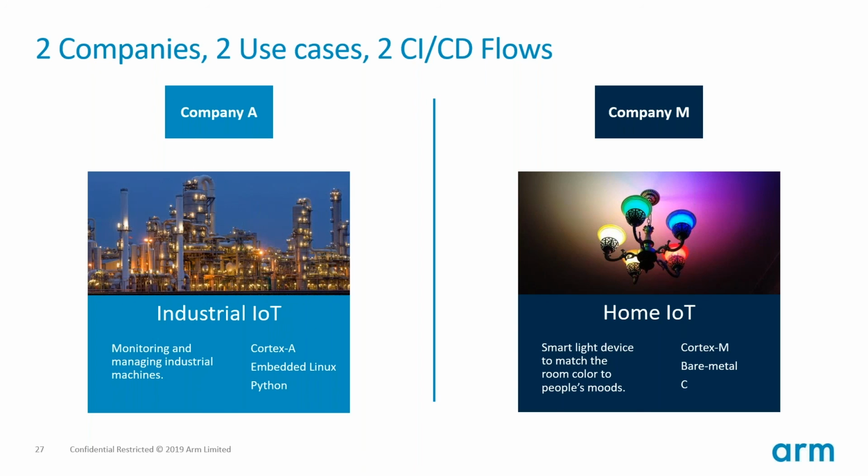This contrasts heavily to Company M, which is in the very low power IoT space. They're working in the home sector, developing a smart light device to match the room color to people's moods. They're using an ARM Cortex-M processor and developing a bare metal C application. So there's no OS, no software stacks, just their own custom C components.